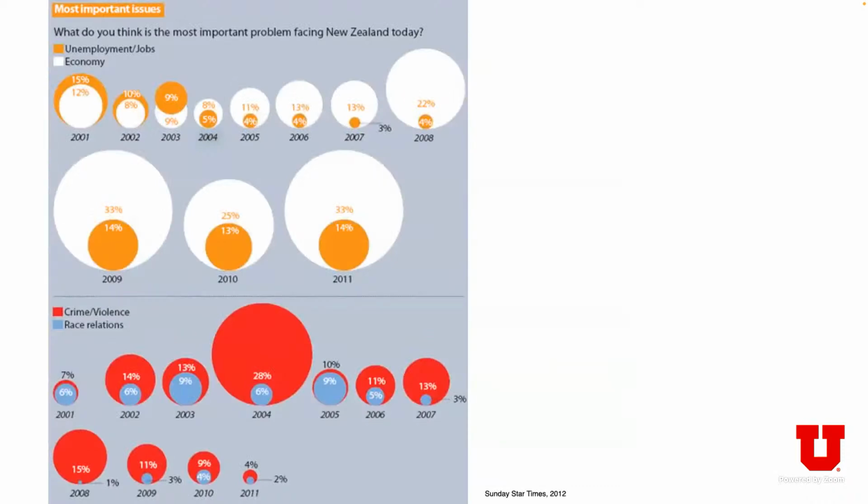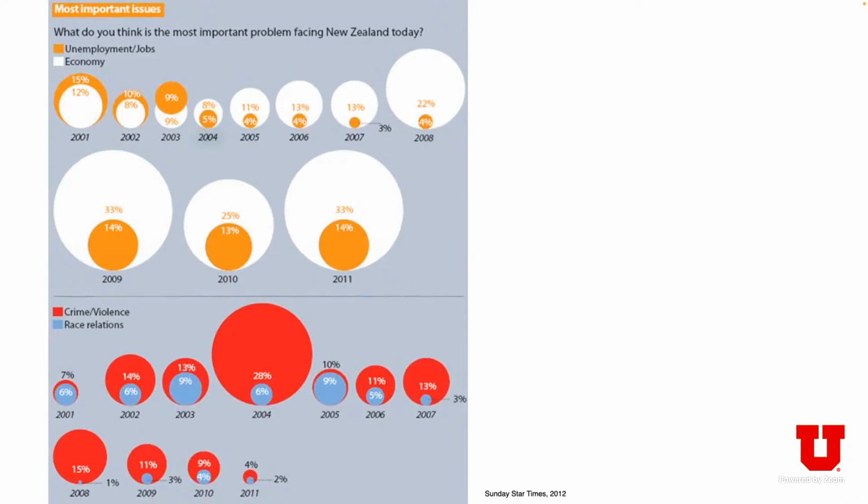Here's another example of a chart from, I think, a New Zealand magazine, showing results of a survey over years of what people think the most important issue in New Zealand is today. And for some reason, they thought it would be a good idea to overlap different answers on the survey.